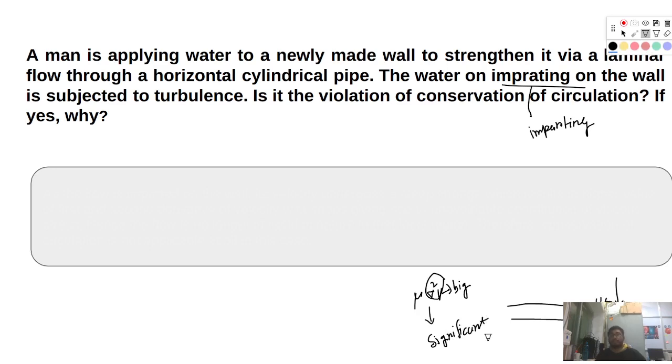So that's how the conservation of circulation is not violated at all, because the regime we are talking about is the viscous regime, in which the conservation of circulation is not applicable at all.